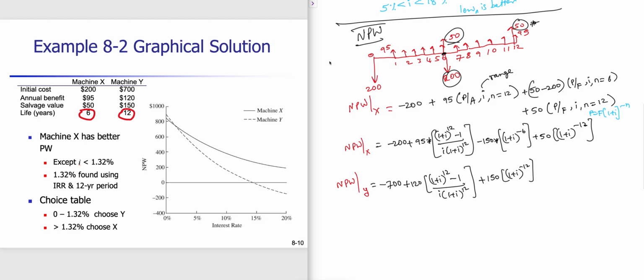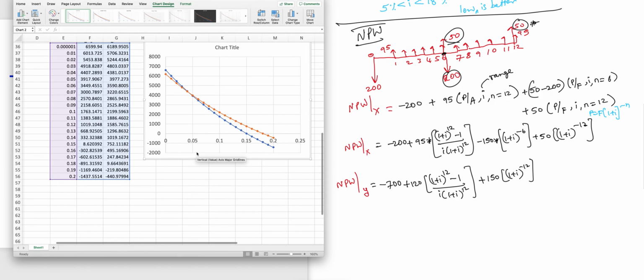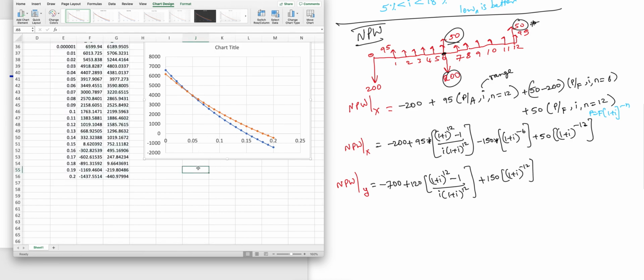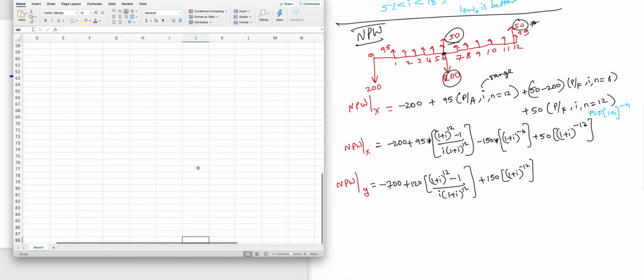This is the net present worth for the two cases, machine X and machine Y, and the plot should look like this. So let's go to Excel. Let's open Excel. And what I'm going to do is, we'll plot it. We will implement the formula.